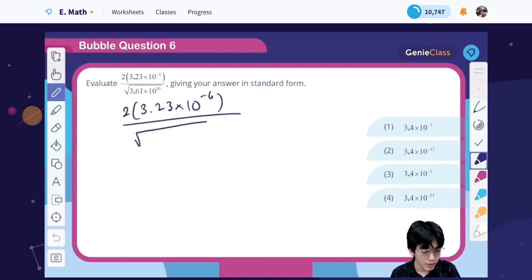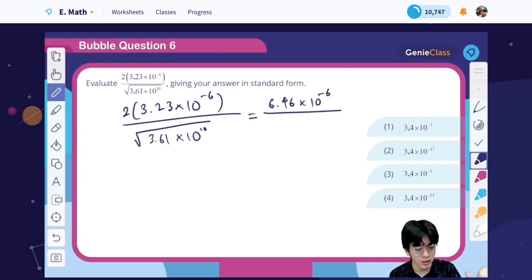You have this thing here. First we deal with the numerator. If you multiply 2 into the brackets, you only need to multiply the 2 to the first thing. So 6.46 times 10 power negative 6.